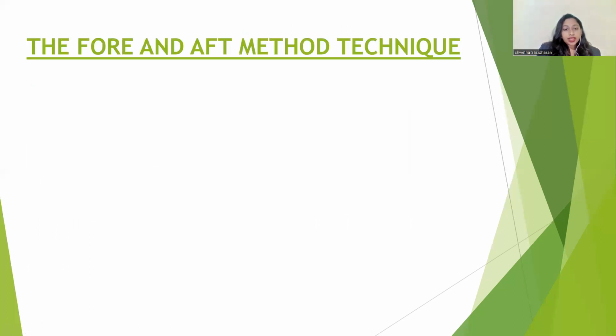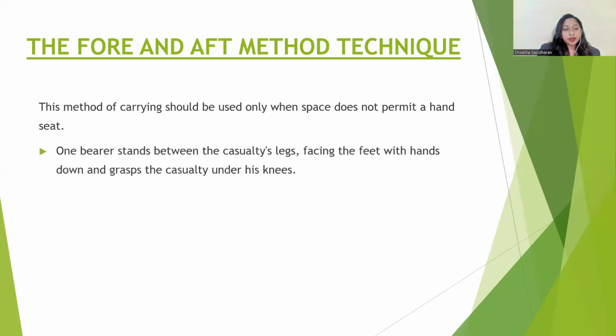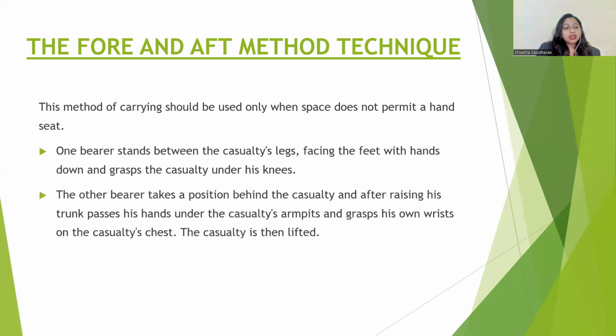Next is the fore and aft method technique. This method of carrying is usually used when the space does not permit a hand seat. One bearer stands between the casualty's legs, facing his feet, with hands down, grasping the casualty under his knees. The other bearer will take the position behind the casualty.